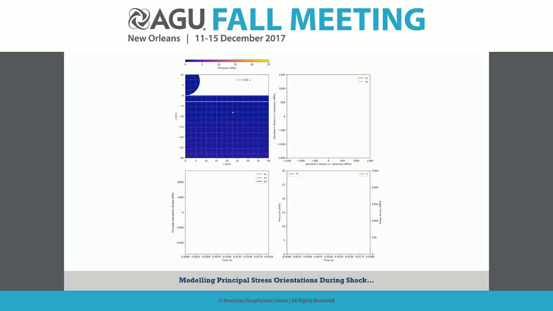At the bottom left, we'll just be showing the magnitudes of the sigma 1, 2, and 3 principal stresses. Sigma 2 during shock is in fact always in the hoop direction, so it's always into and out of the screen that you're looking at. And then finally, I'll be plotting the pressure in blue on the bottom right, as well as the maximum resolvable shear stress.